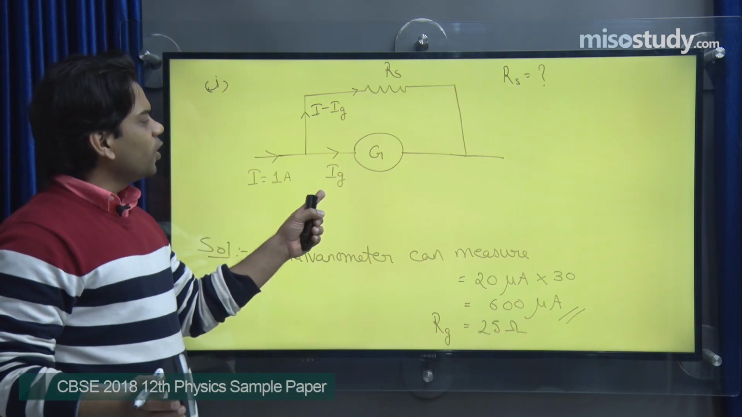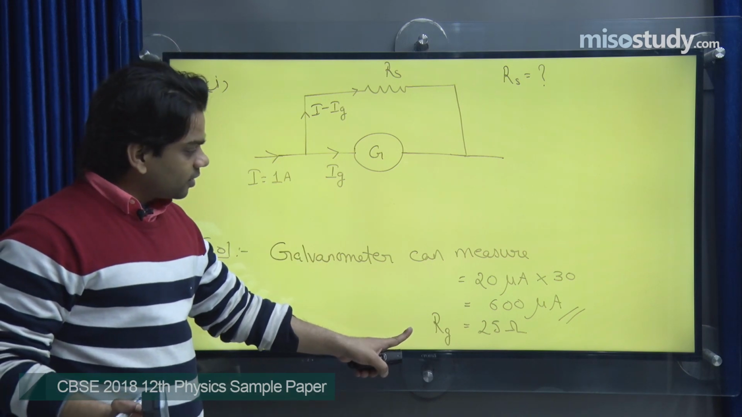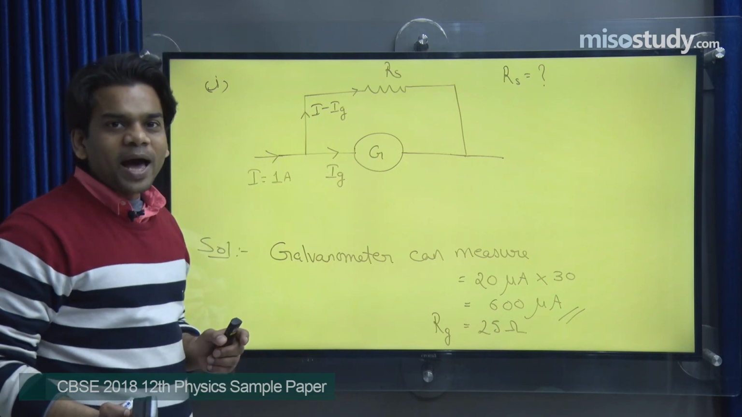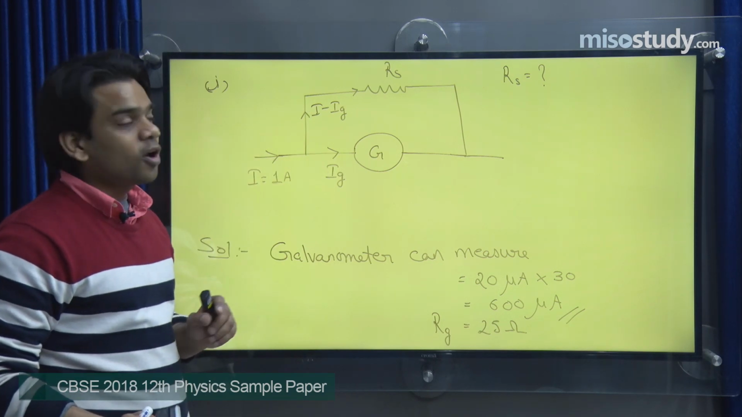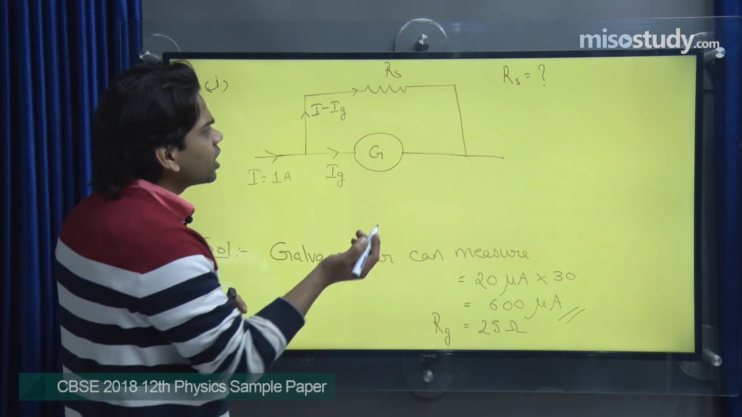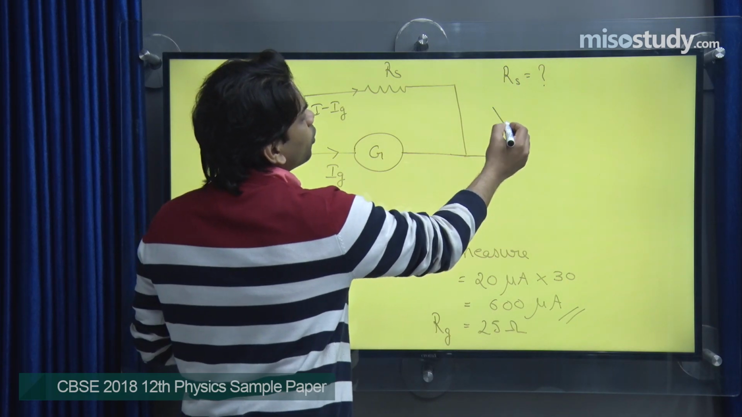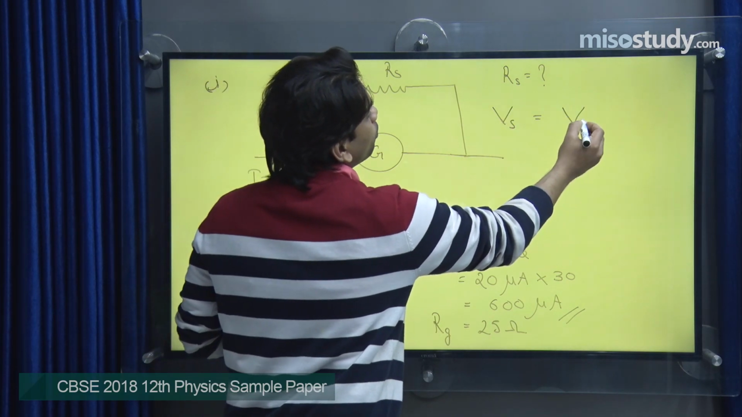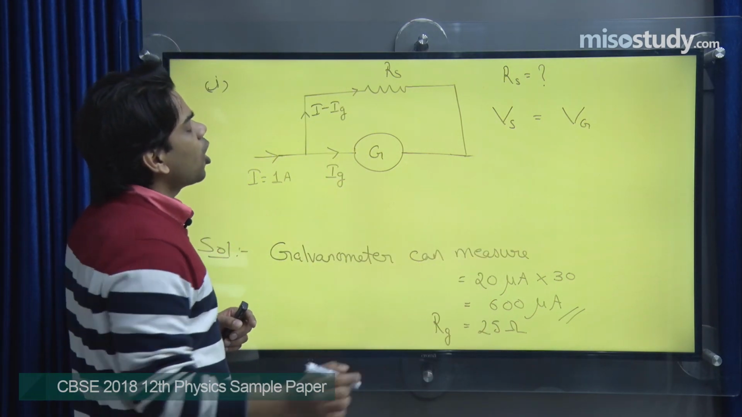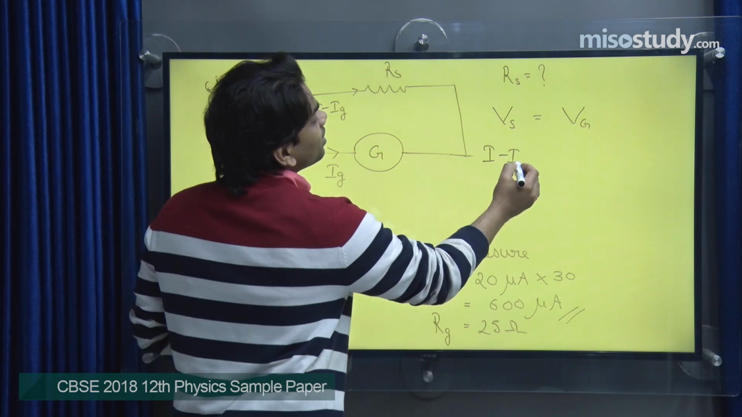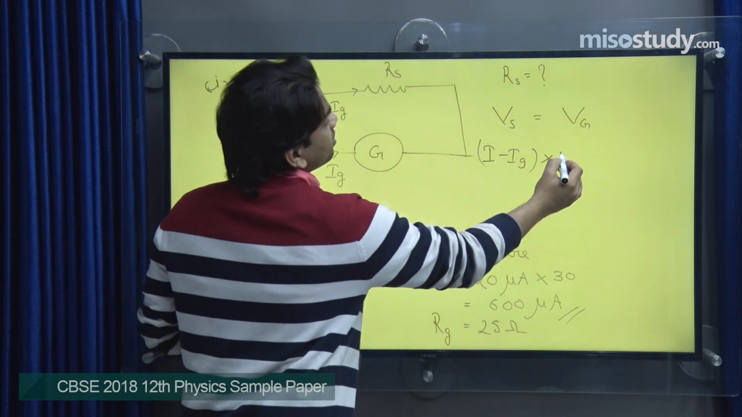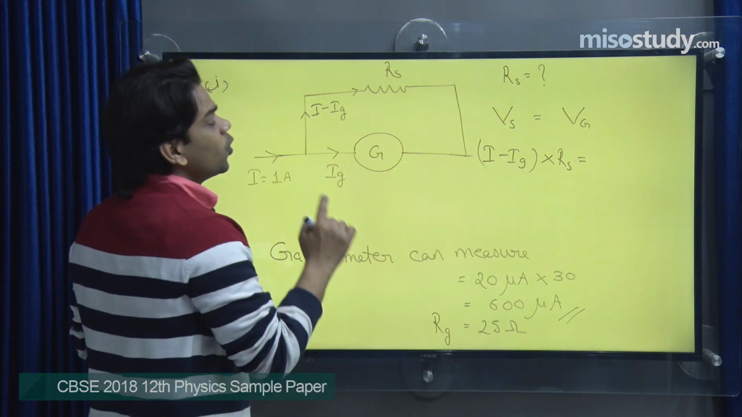Now one thing, we know the value of resistance of the galvanometer and we know current through galvanometer. Now if both are connected in parallel, that means the potential difference across each of the resistance of galvanometer and this shunt resistance should be same. So potential across shunt should be equal to potential across galvanometer. Now potential across shunt will be how much? (I minus Ig) multiplied with shunt resistance Rs is equal to Vg.